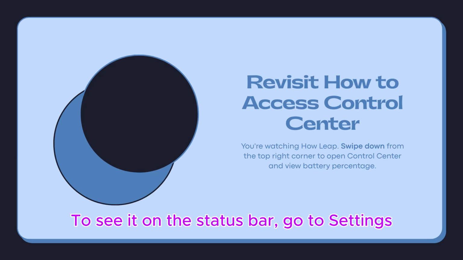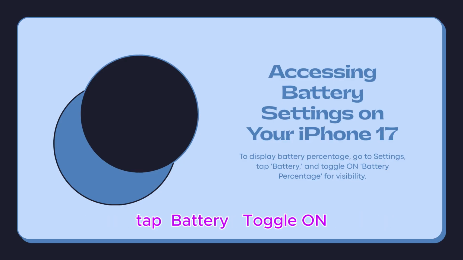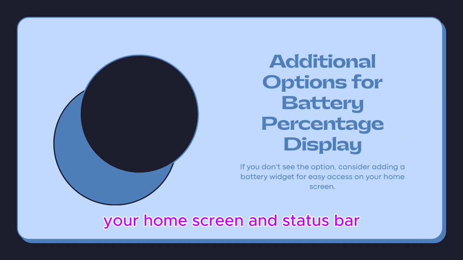To see it on the status bar, go to Settings, tap Battery, toggle on Battery Percentage. The percentage will now appear inside the battery icon on your home screen and status bar.